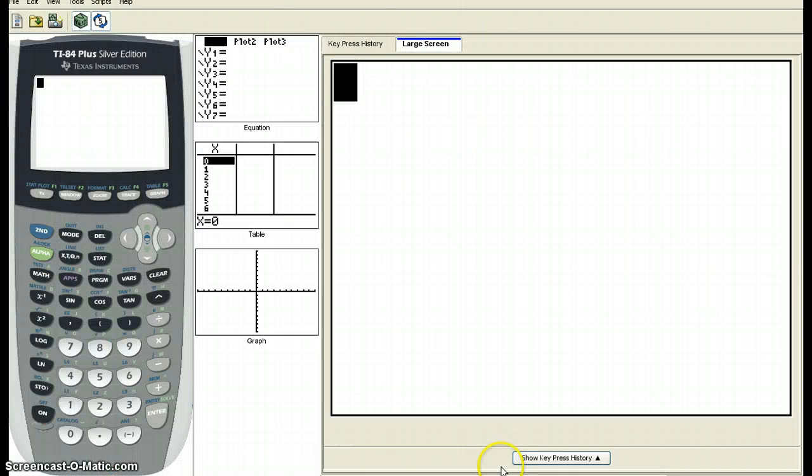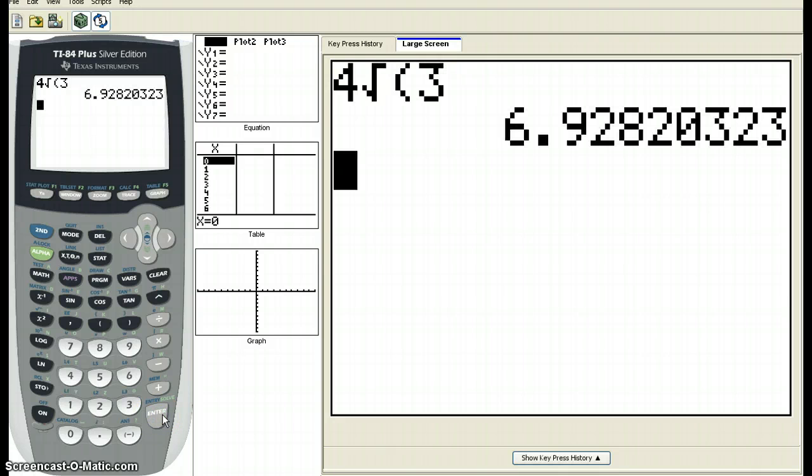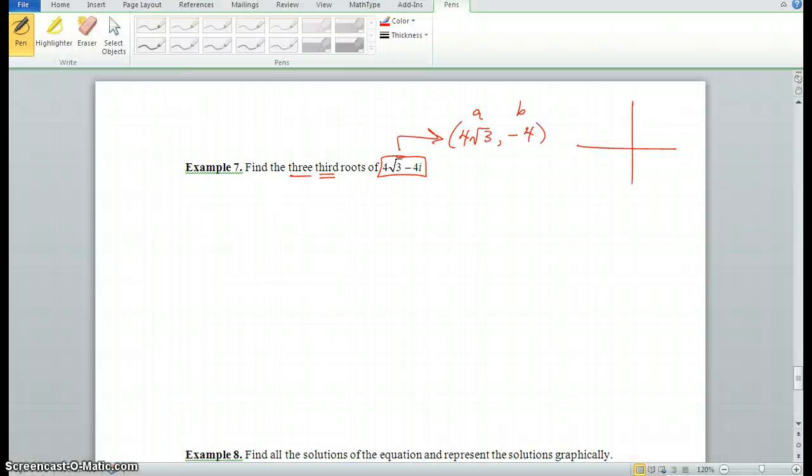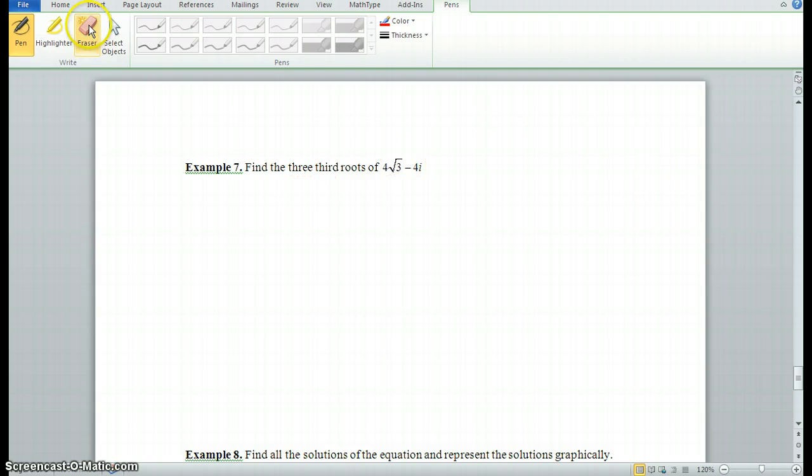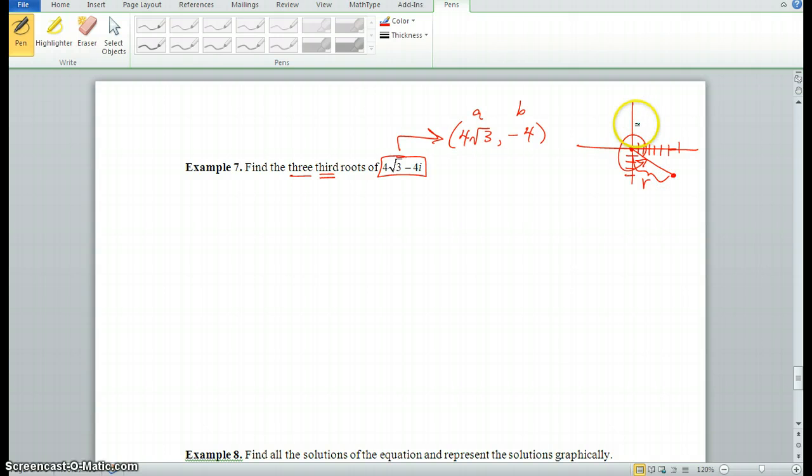Let's do a calculation on this. So 4 root 3 as a decimal, 6.93. So 1, 2, 3, 4, 5, 6, 7, 1, 2, 3, 4. 6.93 is roughly here, and then comma negative 4. So this is the representation of this complex number, and we do need to find our r value. We do need to find theta. There's several things we need to come up with. We do know n. Okay. All right, so let's go ahead and label that theta.